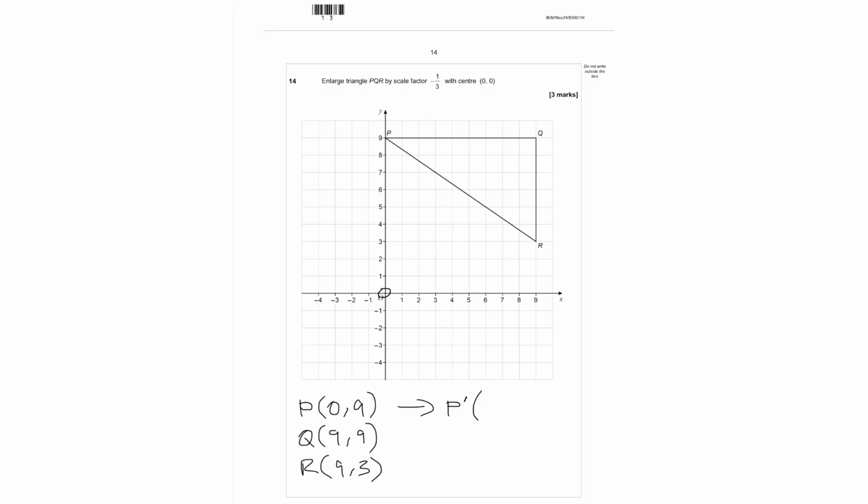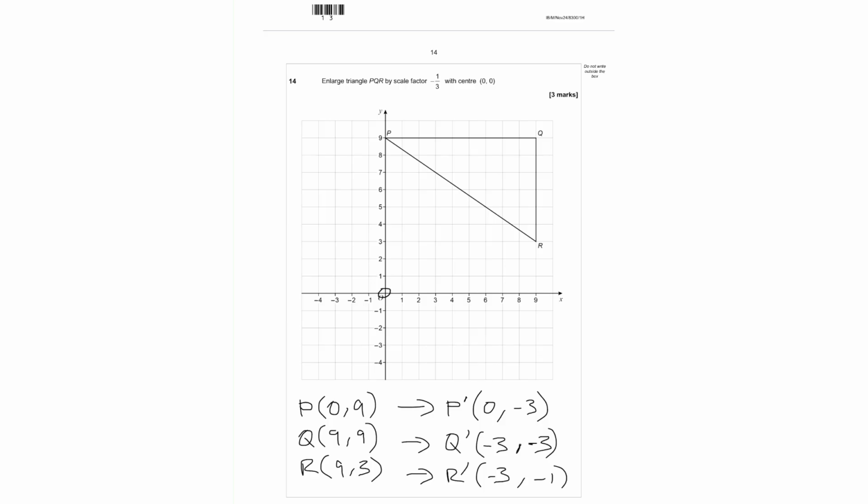So 0 remains as 0. If we multiply 9 by minus 1/3, we get minus 3. For Q, 9 times minus 1/3 is minus 3. So the new Q coordinate is (minus 3, minus 3). And our new R coordinate is going to be (minus 3, minus 1). And now we just need to plot that.